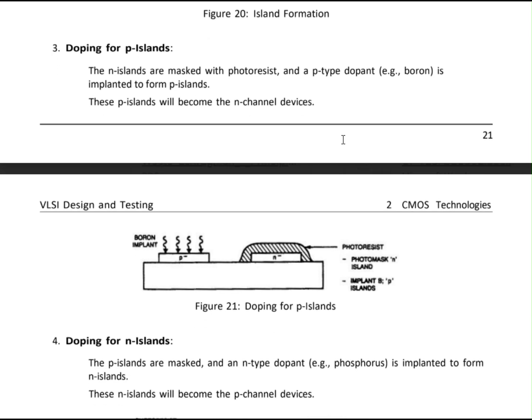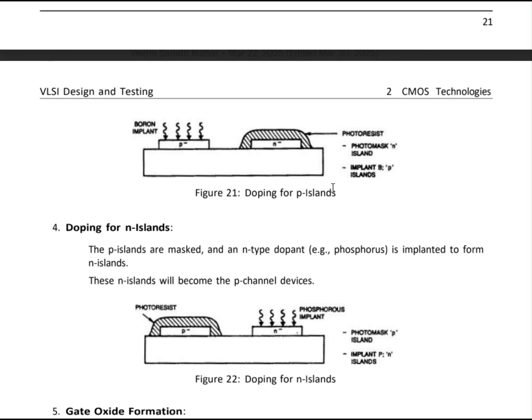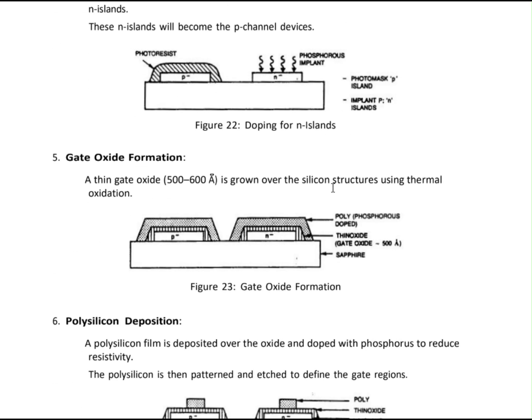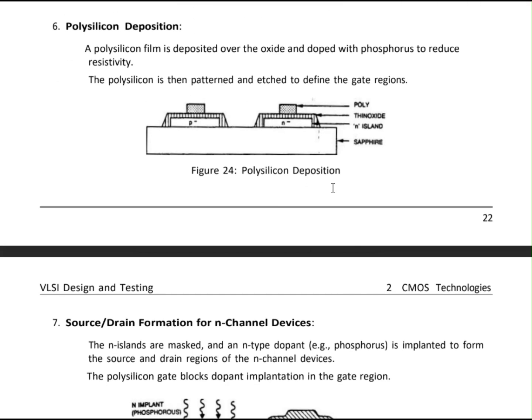And after that, doping of p islands: the N islands are masked with photoresist and a p-type dopant is implanted to form the p island. After the p islands are formed, the next step would be the doping for N islands. And after both the N islands and p islands are formed, the next step would be gate oxide formation, in which a thin gate oxide is grown over the silicon structure using thermal oxidation. The next step is polysilicon deposition, in which a polysilicon film is deposited over the oxide and doped with phosphorus to reduce the resistivity.